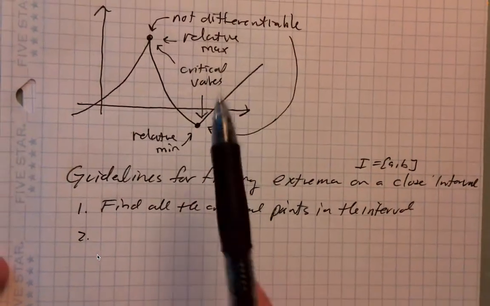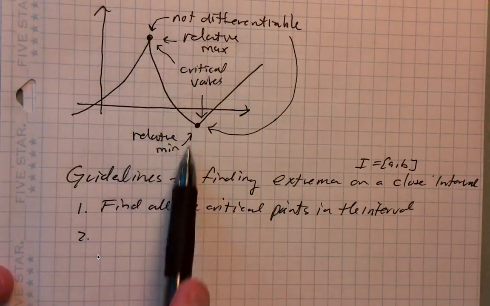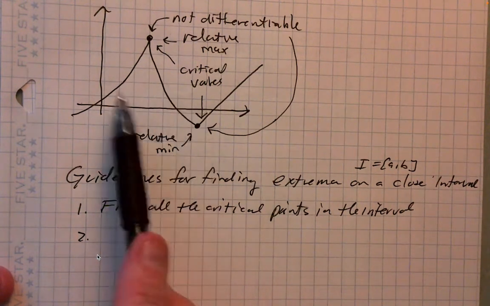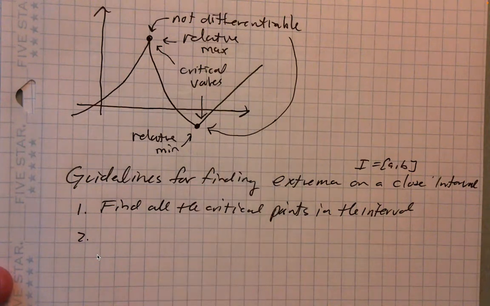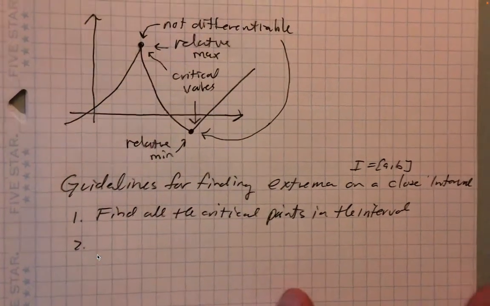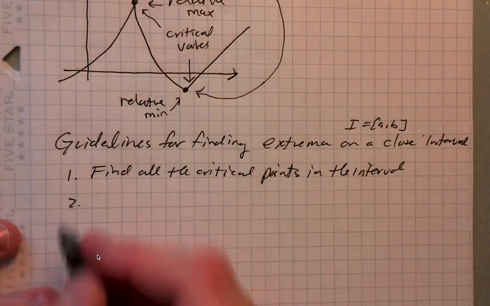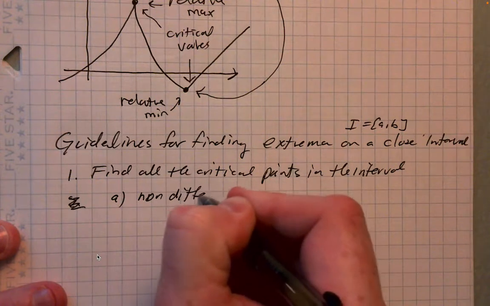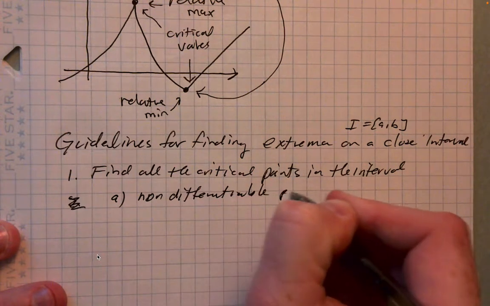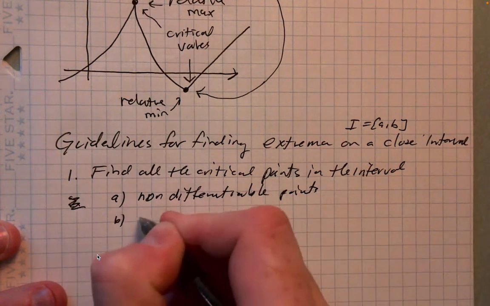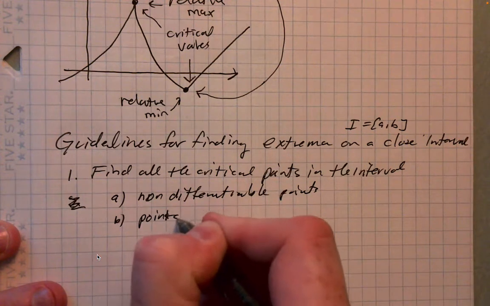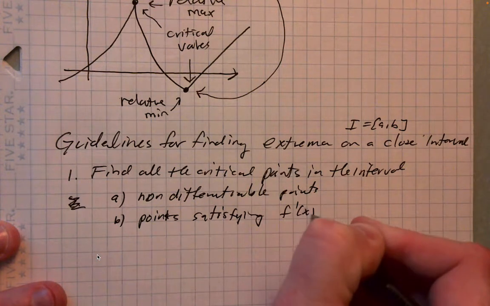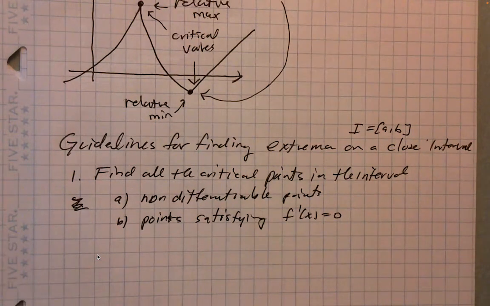So first of all, the critical points could be anywhere that the function is non-differentiable, right? So that's an option. And then the other one is anywhere where the derivative is equal to 0. So let me put those in here: non-differentiable points, and points satisfying f prime of x equals 0. So that's basically your critical points.